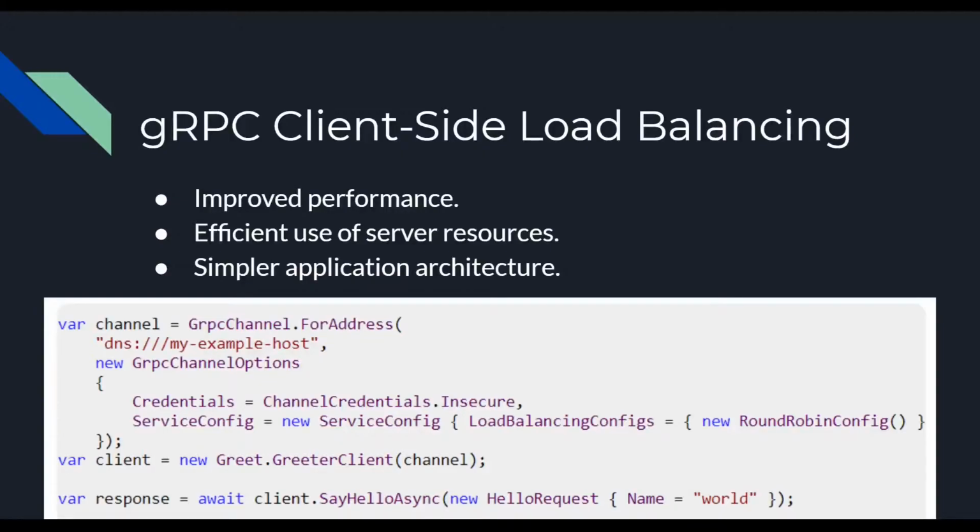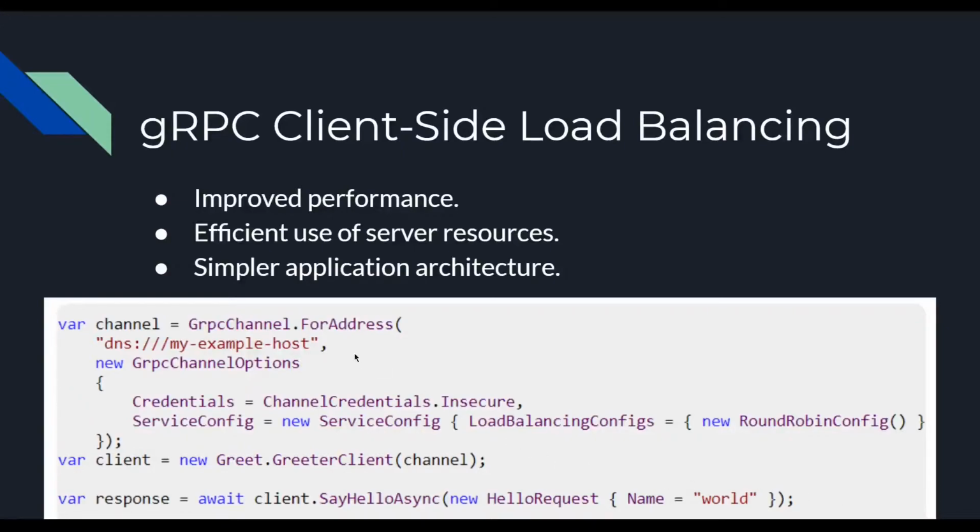Second benefit, efficient use of server resources. A load balancing proxy must parse and then resend every HTTP request sent through it. Removing the proxy saves CPU and memory resources. Another benefit is the simpler application architecture. Proxy servers must be set up and configured correctly. No proxy server means fewer moving parts, and thus it all results in a simpler application architecture.